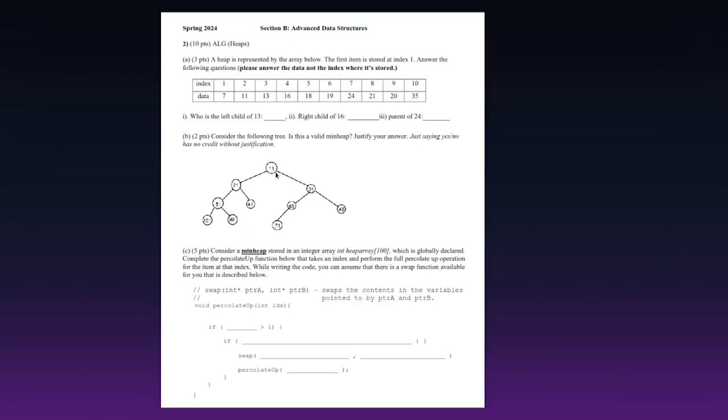So it looks like all the values are going downward, right? But is this a valid heap? No. Why not? Shape property. Yeah. So it's shaped improperly. So you could see that if we go down level by level.